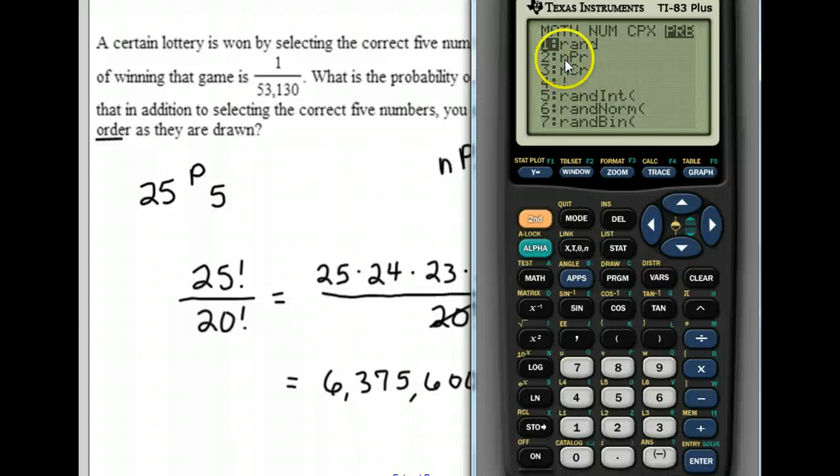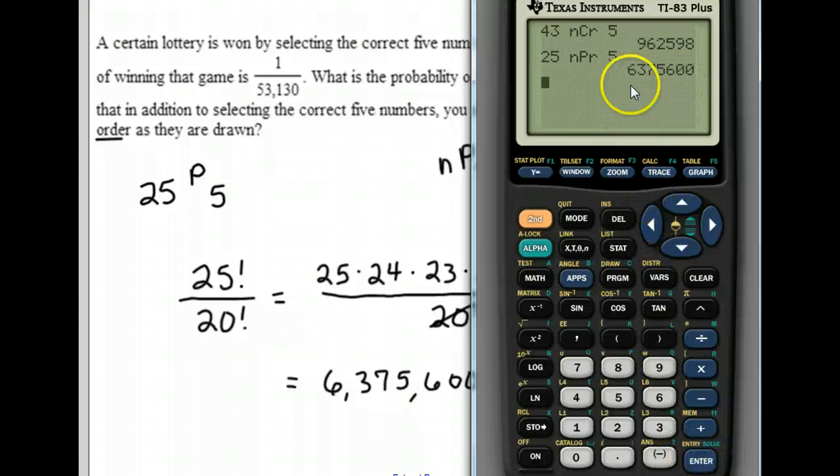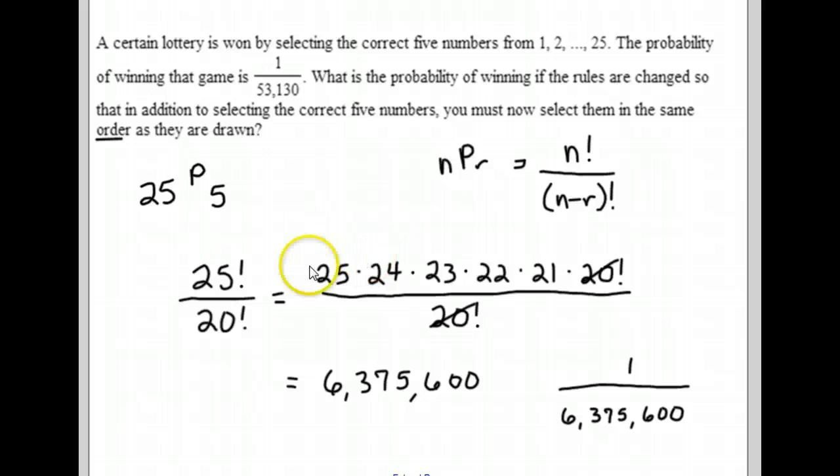Alright, and then go to nPr this time. That's option 2. And then 5 is my second number. Alright, and then there's our 6,375,600. Okay, so your calculator can compute those for you. I was just showing you how to do it via the formula, but there are those shortcuts on your calculator.